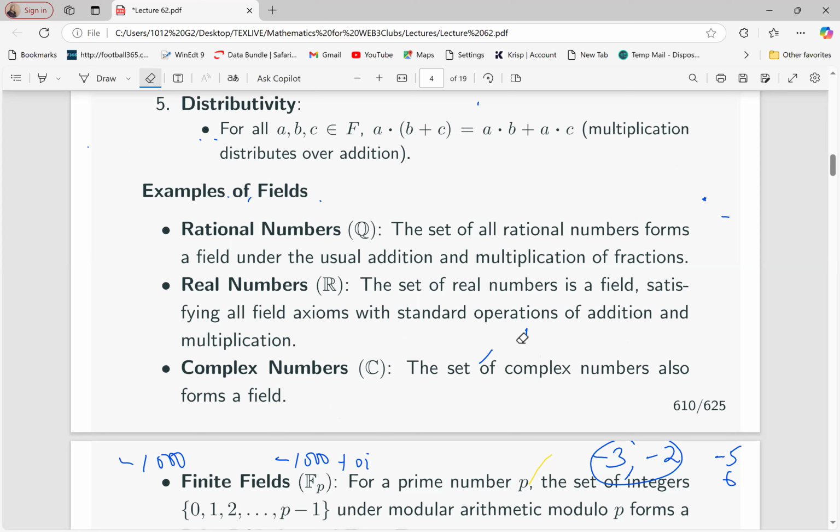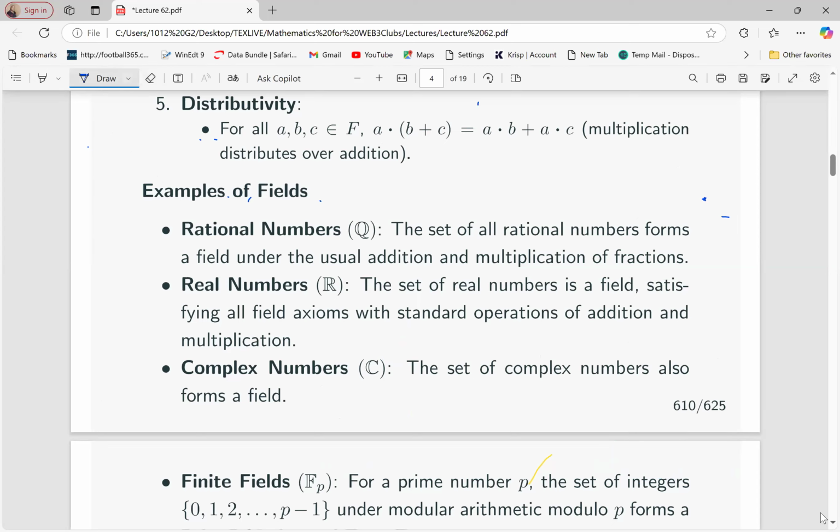So therefore, the set of complex numbers forms a field. So I now believe that we all know what a field is. If you're given some set and you're asked whether it's a field or not, you should be able to tell whether it's a field or not.